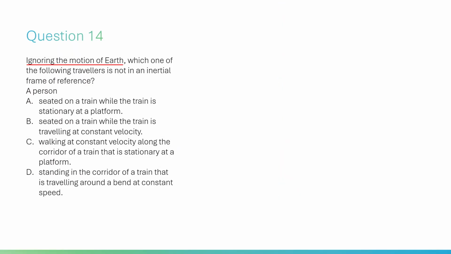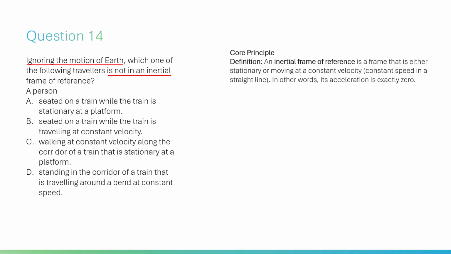Ignoring the motion of Earth, which one of the following travelers is not in an inertial frame of reference? Core principle. Definition: an inertial frame of reference is a frame that is either stationary or moving at a constant velocity, constant speed in a straight line. In other words, its acceleration is exactly zero. Non-inertial frame: any frame of reference that is accelerating is a non-inertial frame.